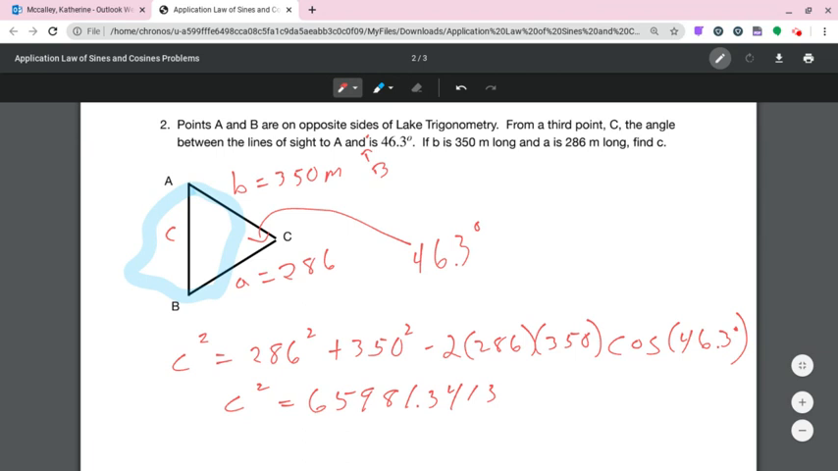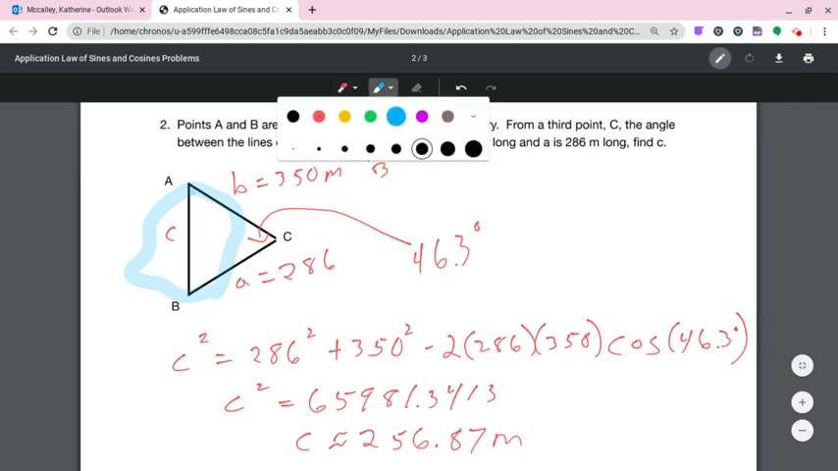All right, guys. So then once I get that number, I get 65,981.3413. And then I take the square root of that answer. C is approximately 256.87 meters. And that is the distance across the lake.